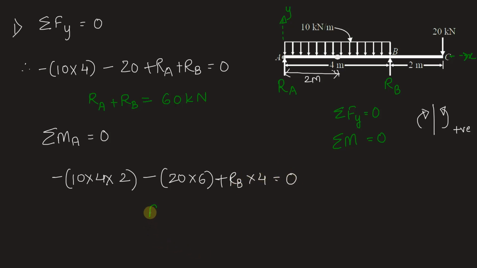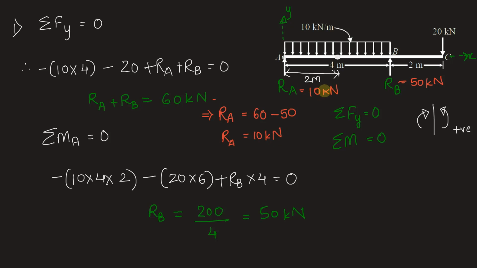Let's solve this. We have RB is equal to 10 into 4 into 2, 80 plus 20 into 6, 120. So 80 plus 120 gives 200. 200 divided by 4 will give us 50 kilonewton. So we got RB as 50 kilonewton. We can find out RA now. RA will be 60 minus RB, that is 60 minus 50. Therefore, RA is 10 kilonewton. Let's write it here. RA is 10 kilonewton.